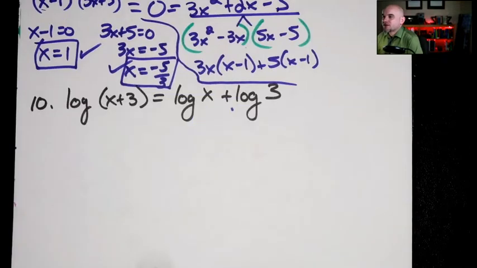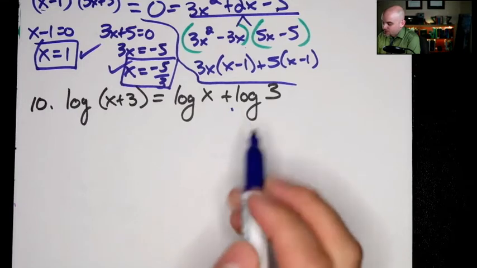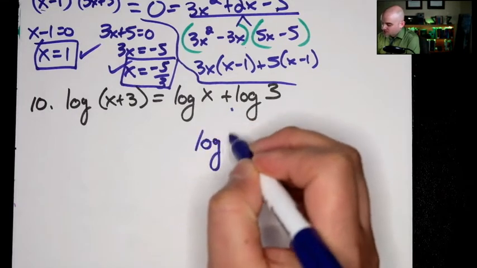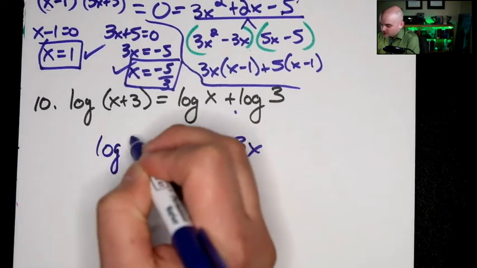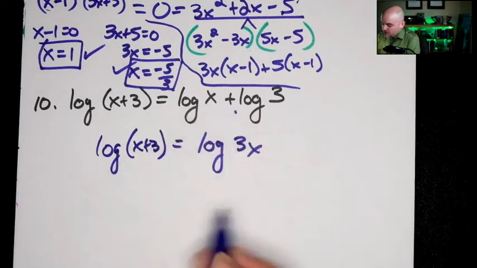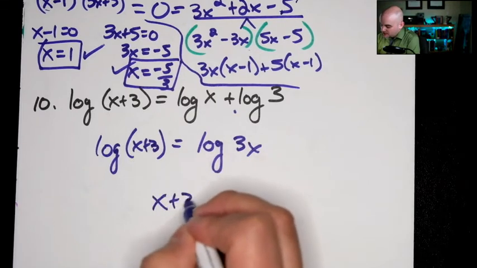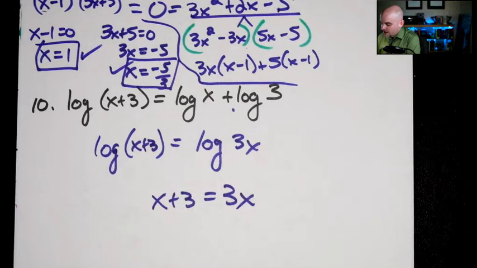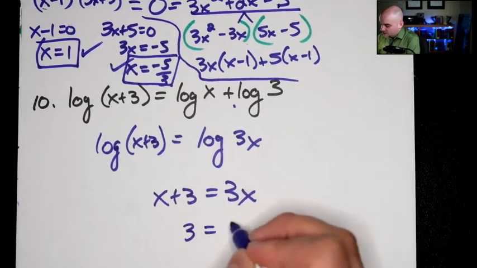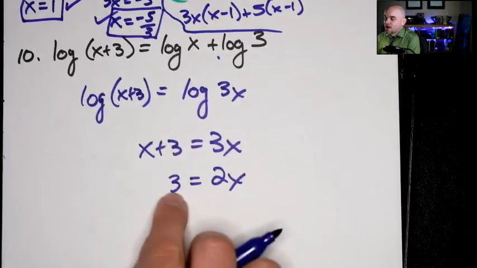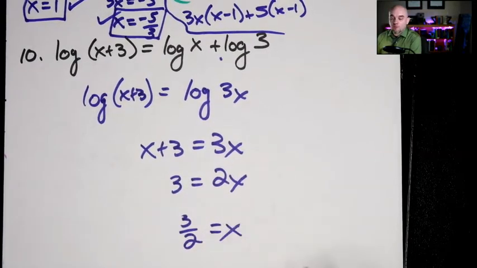All right, number 10. Once again, we're going to use those properties of logarithms. This time we got a plus symbol. So we're going to say the log base 10 of 3x equals the log base 10 of x plus 3. Since the bases are the same, I can set what's inside equal to each other. So x plus 3 equals 3x. Subtract x from both sides, and I get 3 equals 2x. Divide both sides by 2, and I get 3 halves is equal to x, or 1.5.